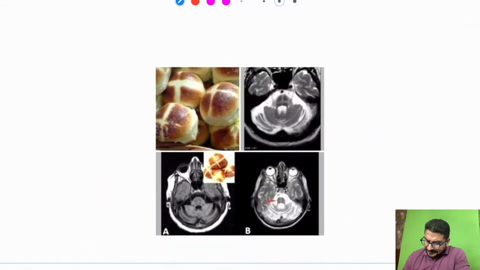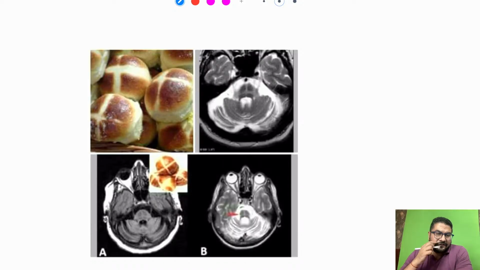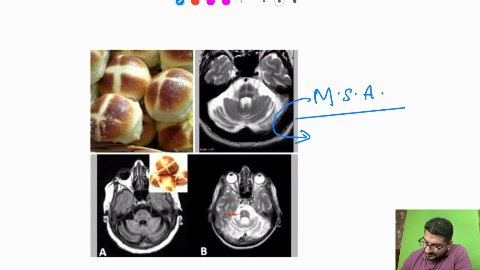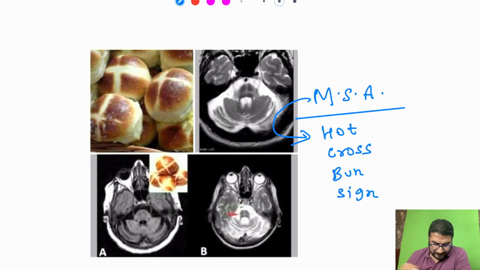Then there are certain conditions which look like Parkinson's, or I can say that besides the Parkinson's symptoms, there are other symptoms too. We call them Parkinson plus syndromes. So this is called MSA, multi-system atrophy. In MSA, what you will notice is that the patient will have the hot cross bun sign. We call this the hot cross bun sign.